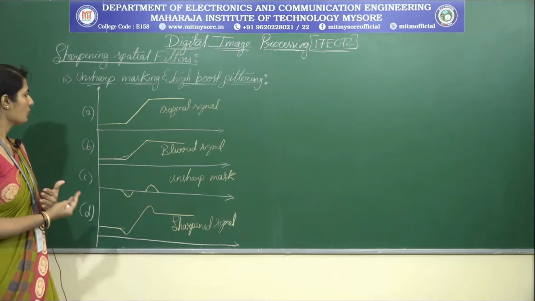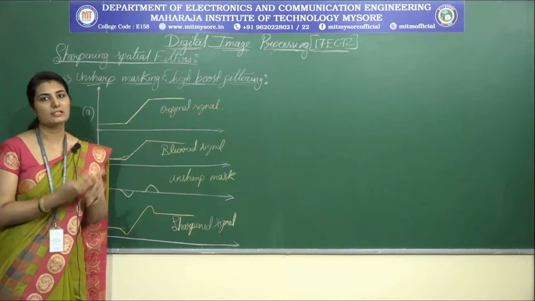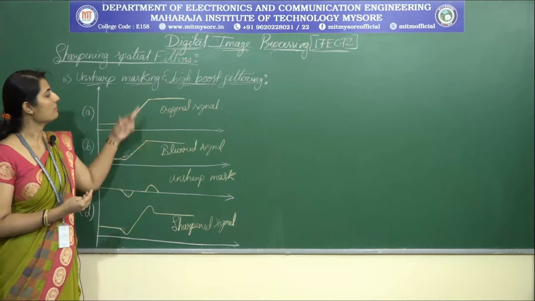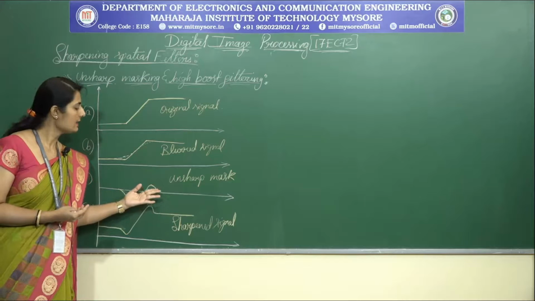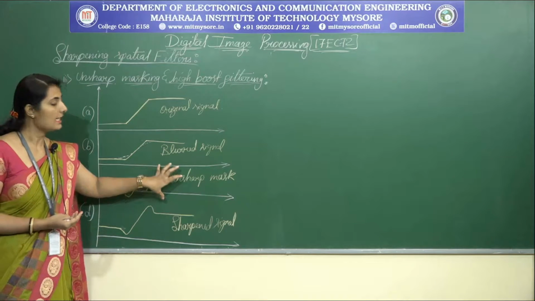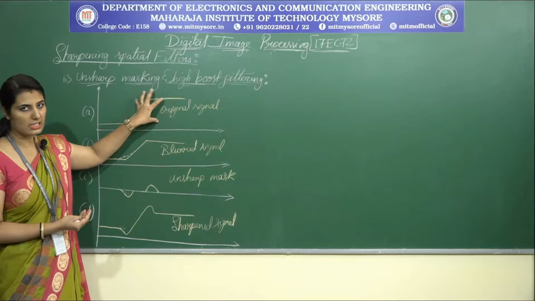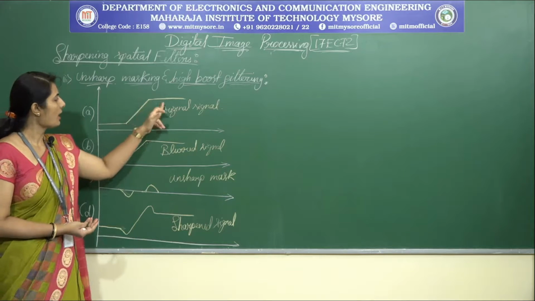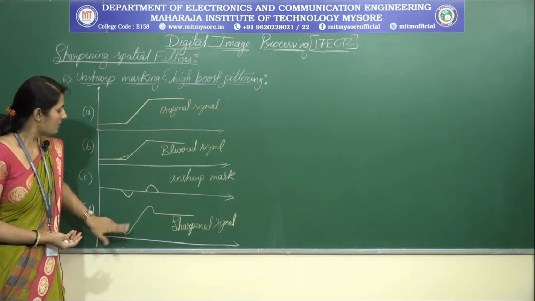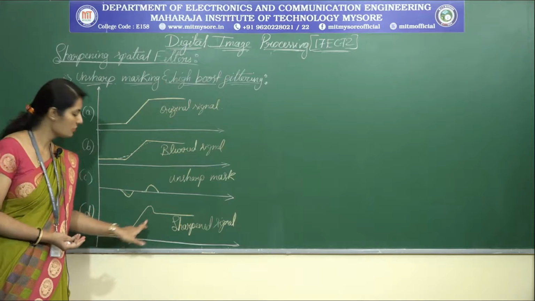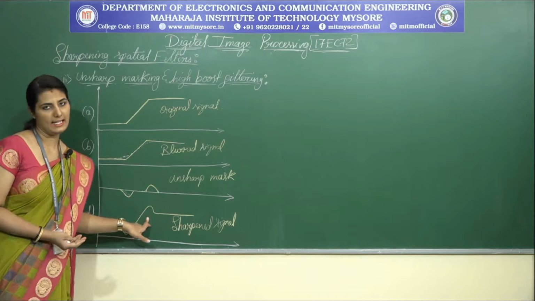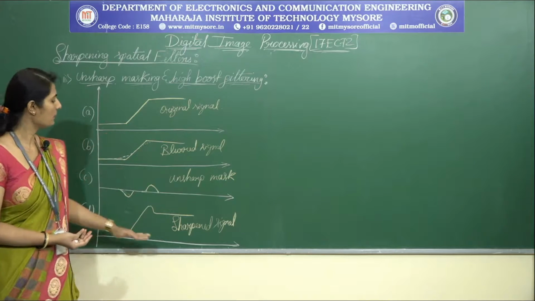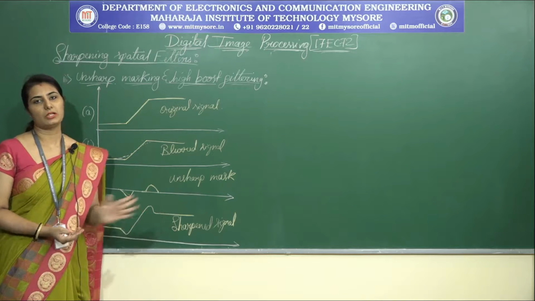Let me repeat once again. In this process, first the original image is blurred, and the blurred image is subtracted from the original image. The resultant image is the unsharp mask, and this unsharp mask is again added to the original image in order to obtain the sharpened image. So here the sharp intensity transitions are sharpened. Wherever you have sharp transitions, at that particular point it is enhanced. The image is enhanced by sharpening. This is how we perform sharpening in this process.